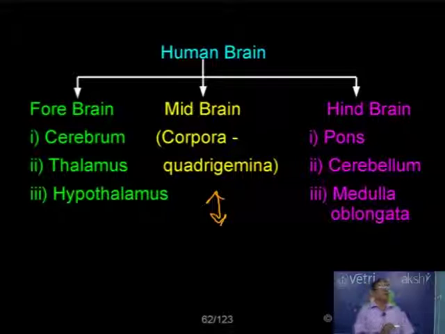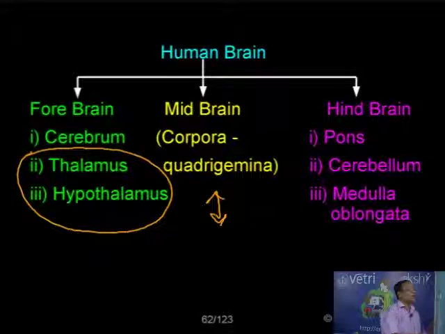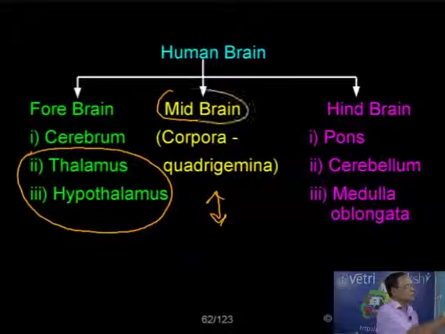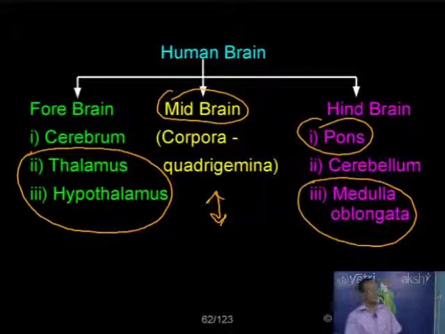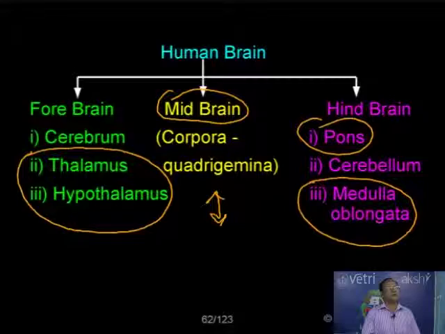Now, totally speaking, the human brain is broadly divided into three distinct regions: the forebrain, the midbrain, and the hindbrain. The forebrain includes the cerebrum and diencephalon. The diencephalon is once again divided into thalamus and hypothalamus. So thalamus and hypothalamus together are called diencephalon. The midbrain is formed of four lobes, hence called corpora quadrigemina. Then the hindbrain is formed of pons, cerebellum and medulla oblongata. Normally the midbrain, the pons and the medulla oblongata together form the brain stem, holding the cerebrum.